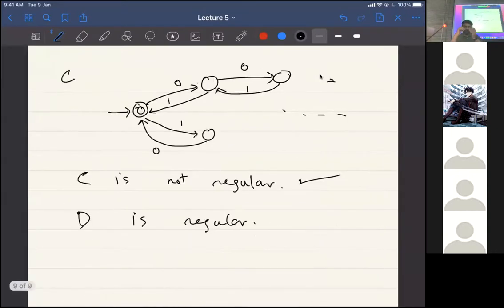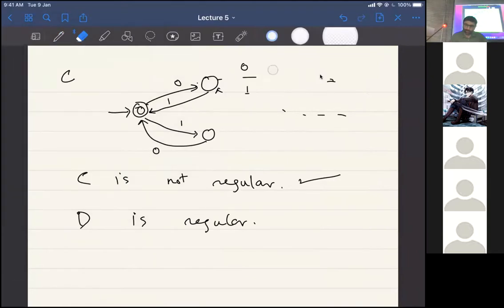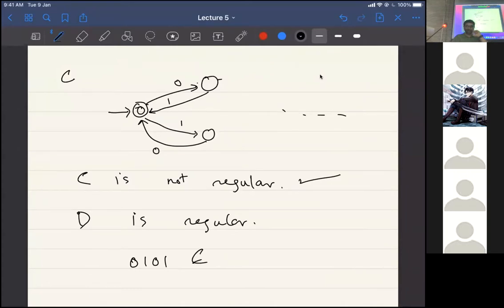Probably, let's see. So if I remove this one, it has the same number of 01 and 10. And no, it's not the right thing, because what if 0101? Is it acceptable from this machine or not? It is. Is it in D or not? It is not in D, right?